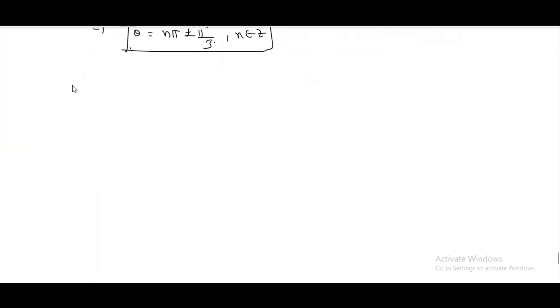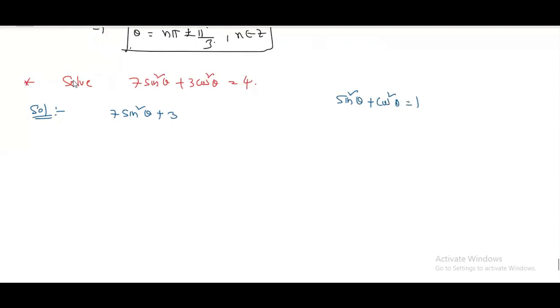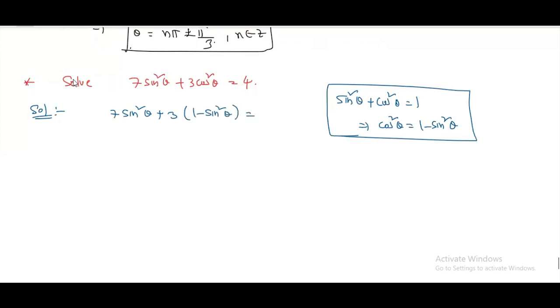The next question is: solve 7 sin square theta plus 3 cos square theta is equal to 4. So how to solve this kind of questions? We have to change it into another equation. So what I will do is 7 sin square theta plus 3 into, in place of cos square theta, we know sin square theta plus cos square theta is equal to 1. So from here, cos square theta will be 1 minus sin square theta. According to this, we can write 3 into 1 minus sin square theta is equal to 4.